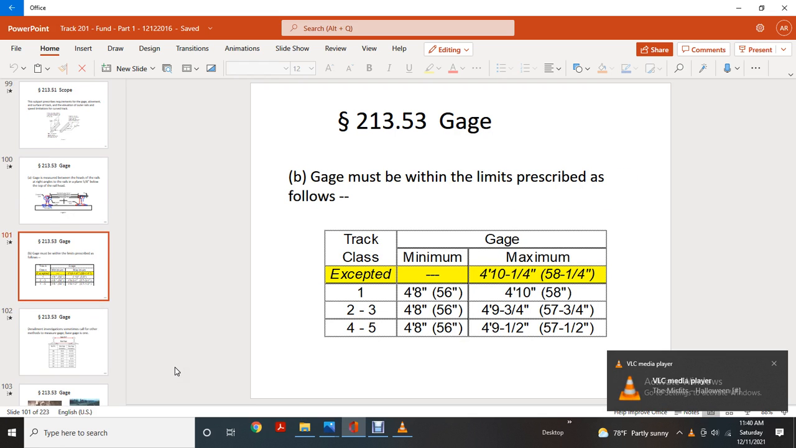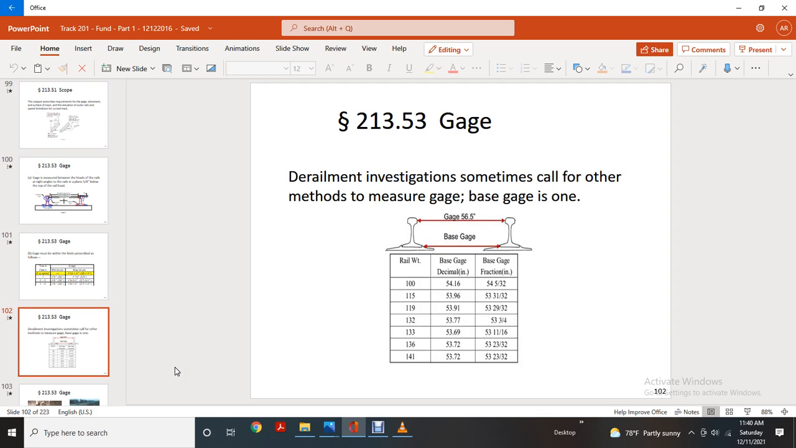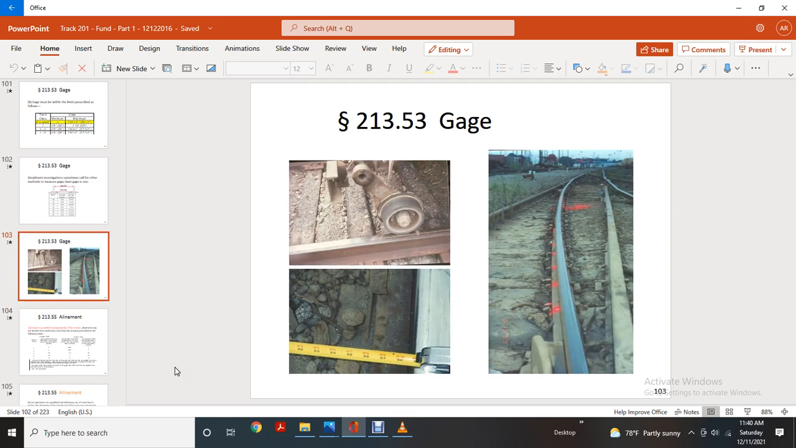Gauge must be within the limits of the following class of track: Class 1 track, minimum 56 inches, maximum 58 inches. Class 2 and 3 track, minimum 56 inches, maximum 57 and 3/4 inches. Class 4 and 5 track, minimum 56 and a half inches, maximum 57 and a half inches. Gauge in derailment investigation is sometimes called the other measurement gauge. The base gauge is 56 and a half inches.